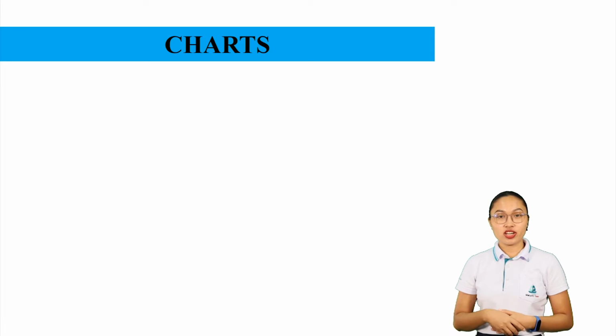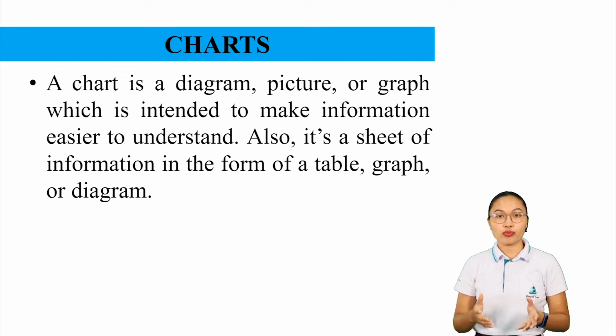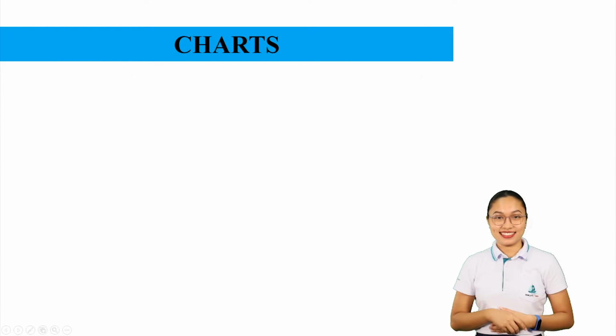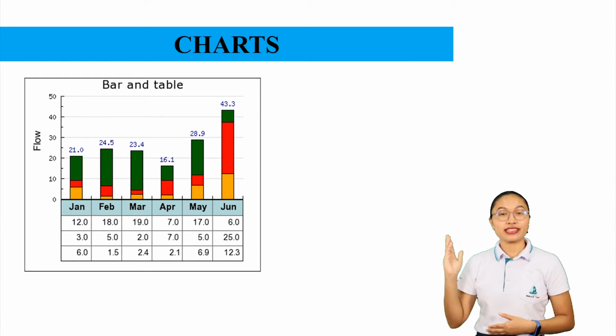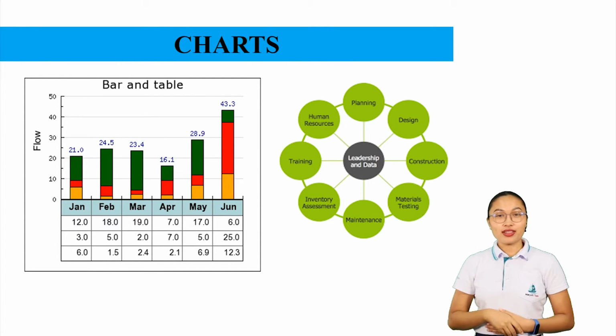Now, let's have the charts. A chart is a diagram, picture, or graph which is intended to make information easier to understand. Also, it's a sheet of information in the form of a table, graph, or diagram. These are examples of charts. We have here a graph, a table, and a diagram. Are you confused between charts and graphs? Don't worry, we'll get to that in a minute.